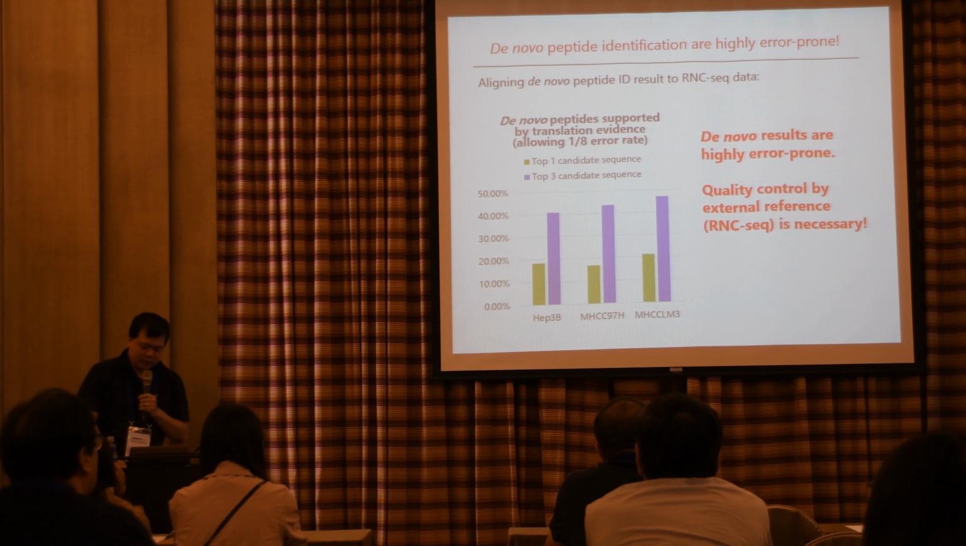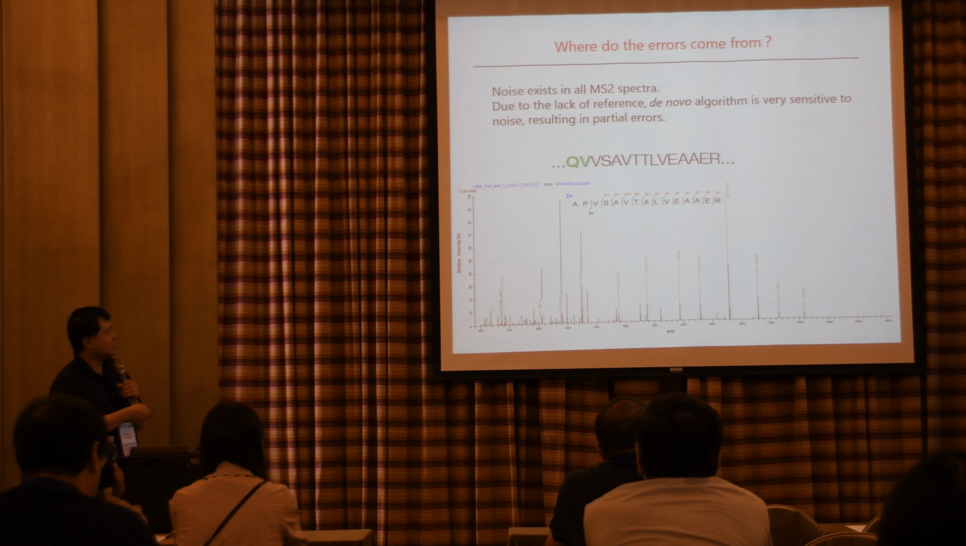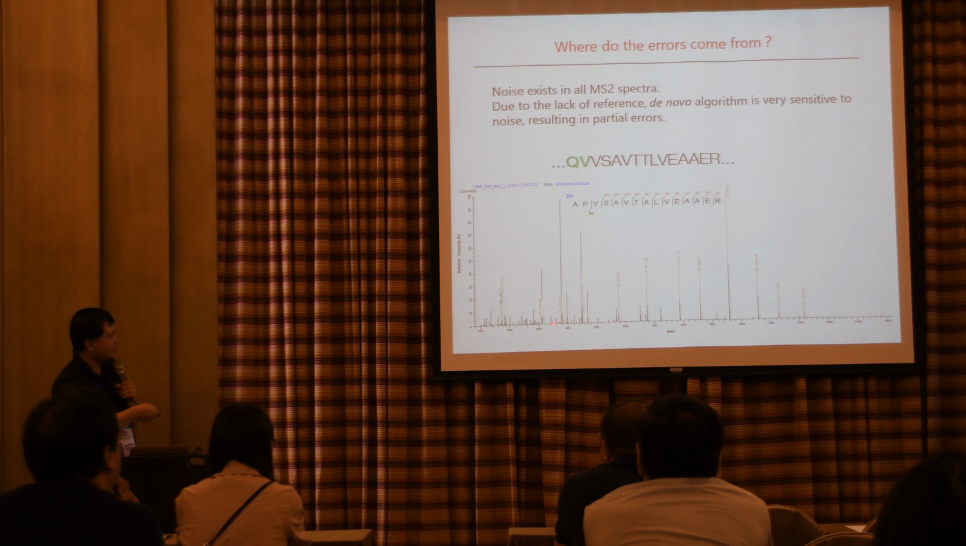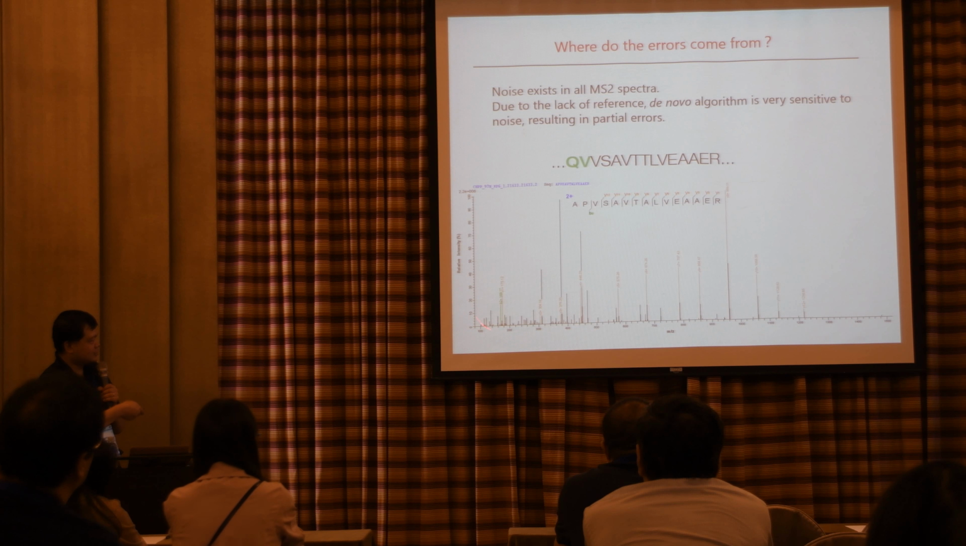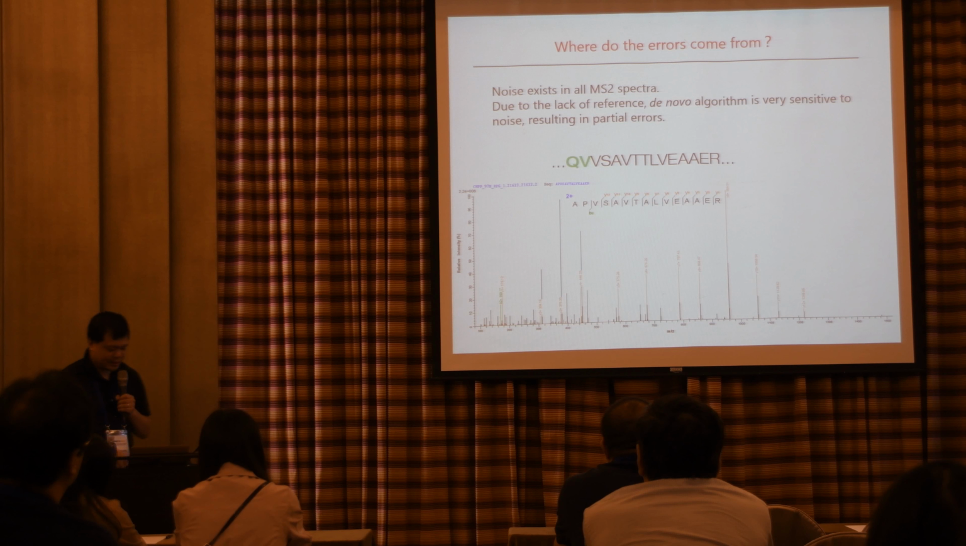Where do the errors come from? We all experience a lot of noise in the mass spec data. So if we don't use any reference, the de novo algorithm is very sensitive to such noise, resulting in partial errors. So we see that in these parts, the peaks are very clear and crisp, so we can very nicely define the amino acid sequence. But in this region, due to the noise, the algorithm made a wrong detection.